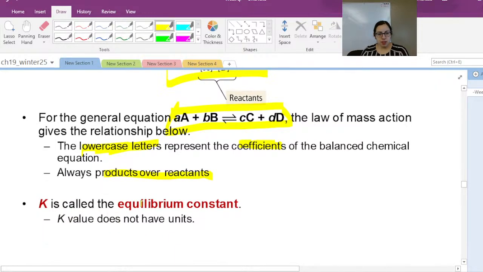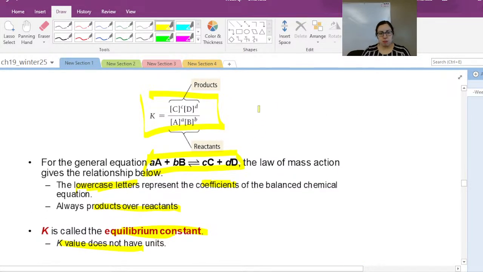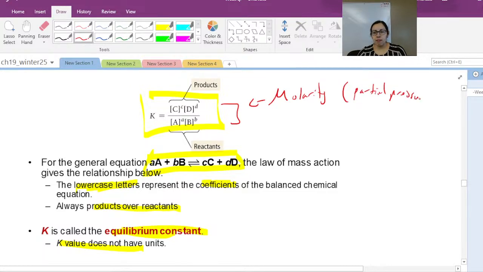And so then this is again just our equilibrium constant. And then it does not have units. So it's just, right, our ratio, so unitless. All these will be molarity concentrations that we'll be plugging in. So either molarity or later we'll get into partial pressure, but mainly molarity.